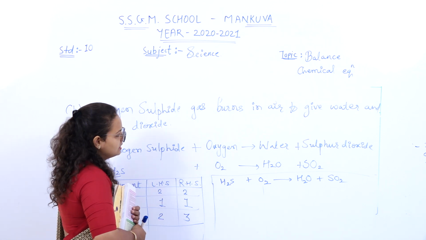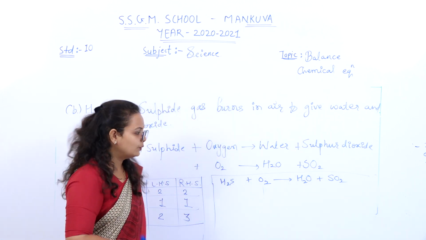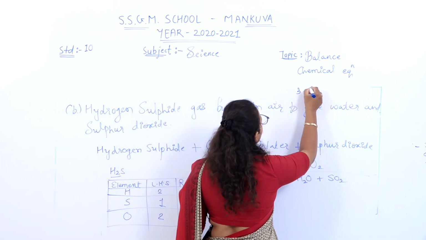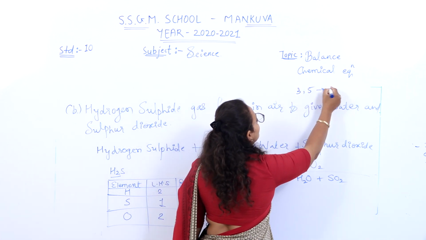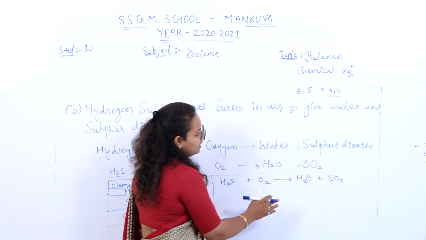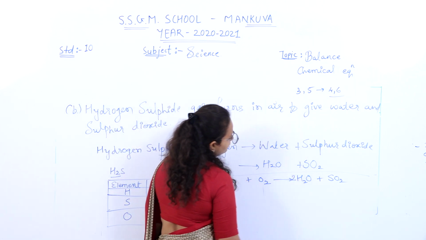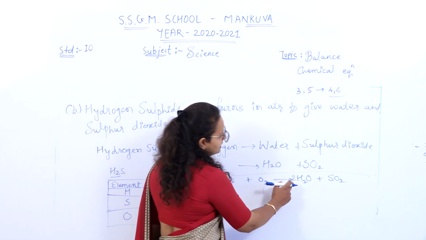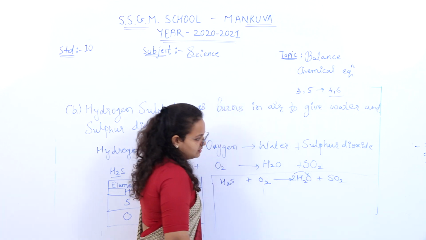Let us start with oxygen. 2 plus 1. Remember one thing, that whenever numbers like 3 or 5 are coming, please make it 4 or 6, whatever. Okay. So here 3, if I want to make 4 oxygen, what I will do? Make 2 water molecules. That means here now 2 oxygen plus 2 oxygen, 4 oxygen.